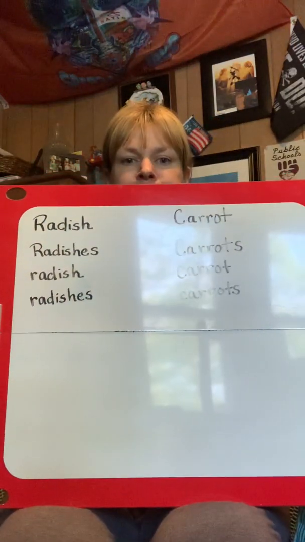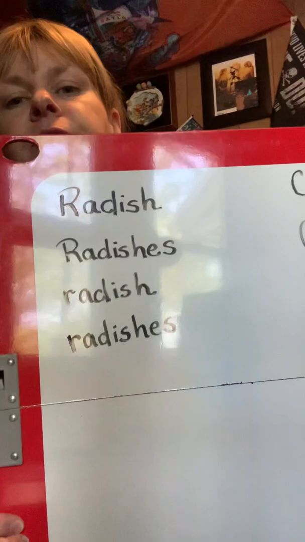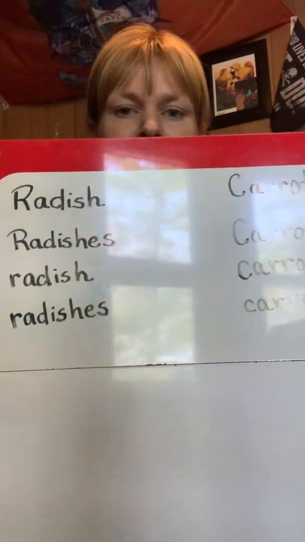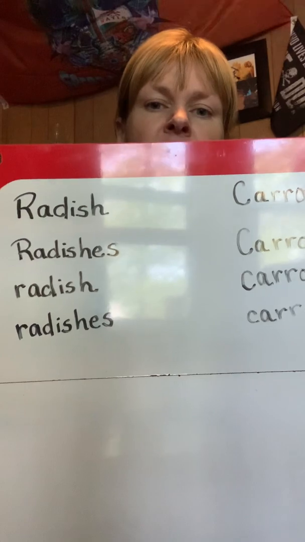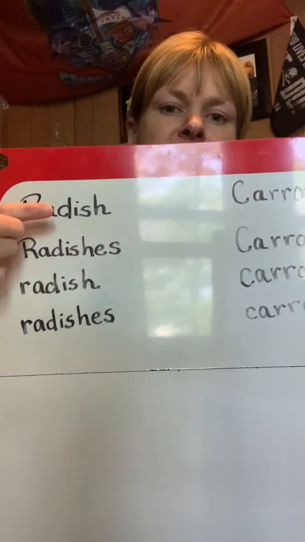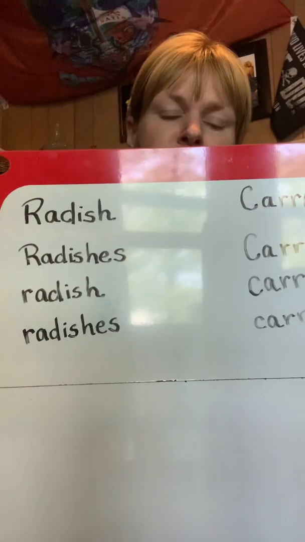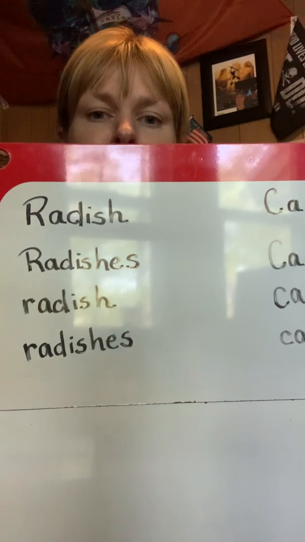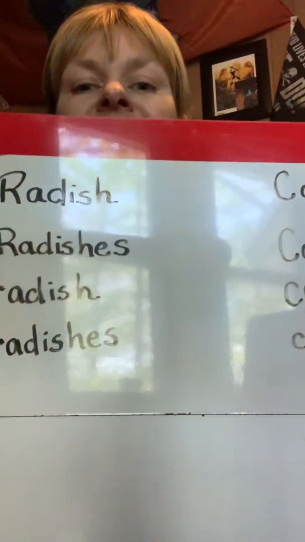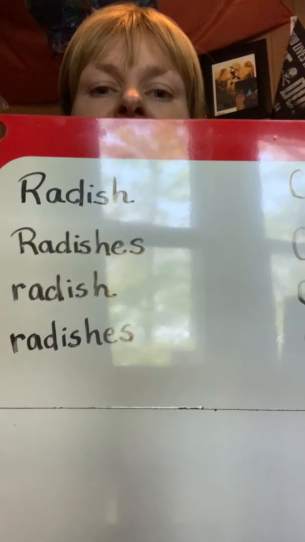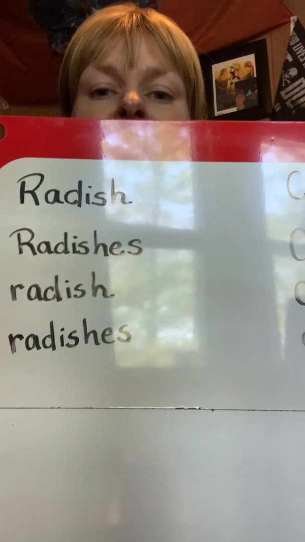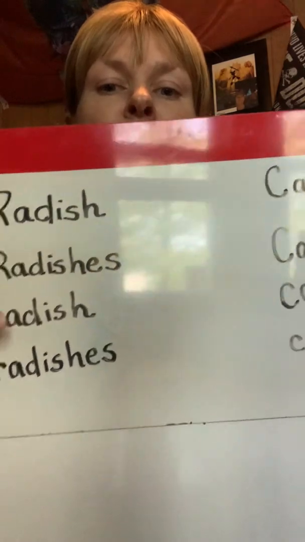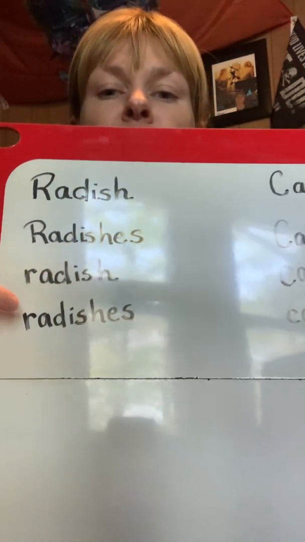So now let's take a moment to look at how those words are written. You can see I have a little bit of a glare from my window. Radish is R-A-D-I-S-H. When we have more than one radish, because of the SH, the two consonant letters on the end, we have to add ES to make it plural. And then I practice writing it with my lowercase letter R.